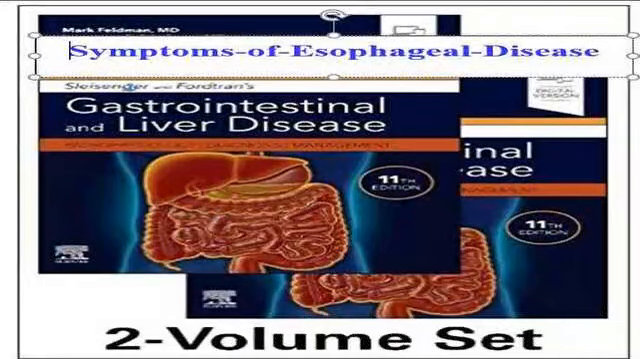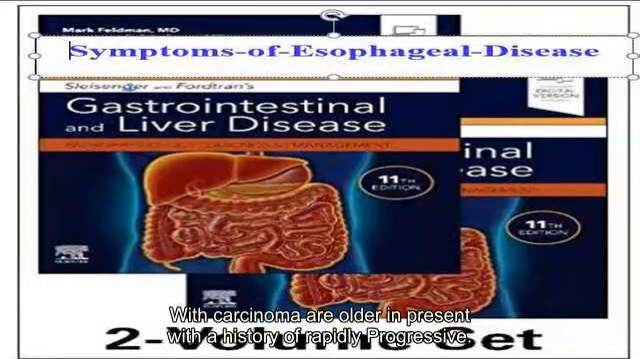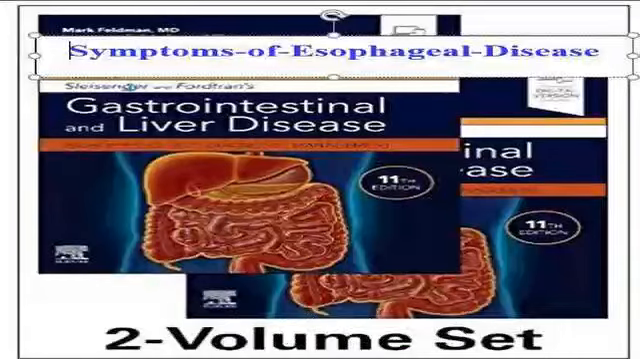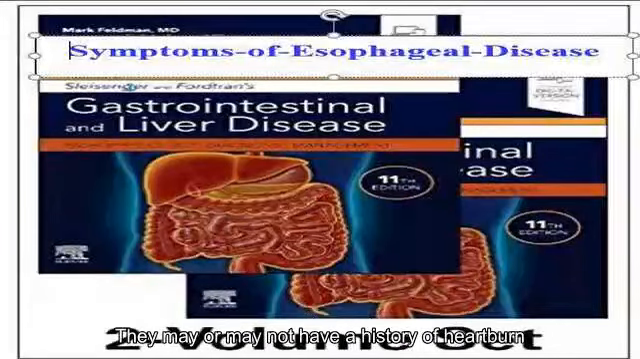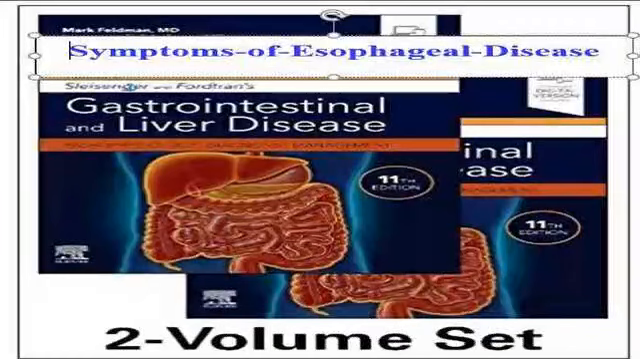As a group, patients with carcinoma are older and present with a history of rapidly progressive dysphagia. They may or may not have a history of heartburn, and heartburn may have occurred in the past but not the present. Most have anorexia and weight loss, see chapter 48.